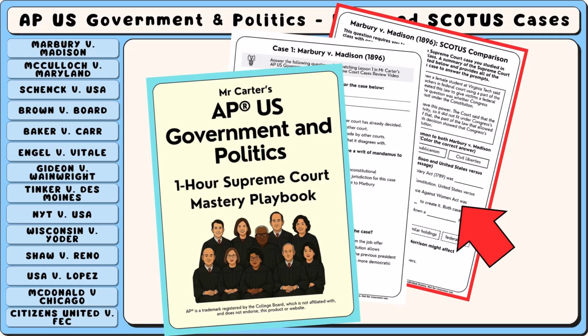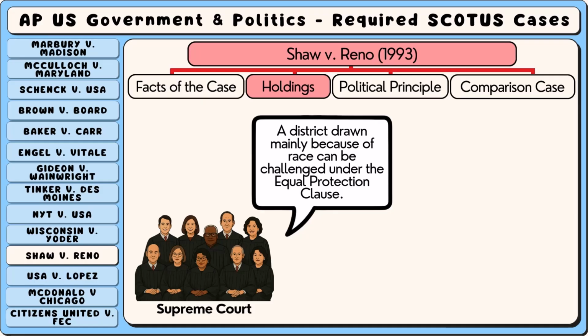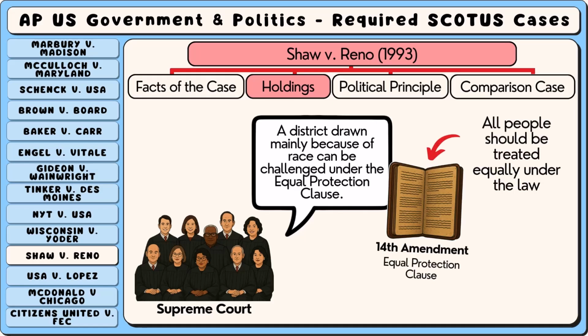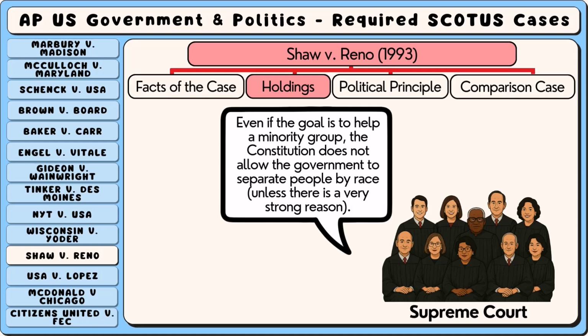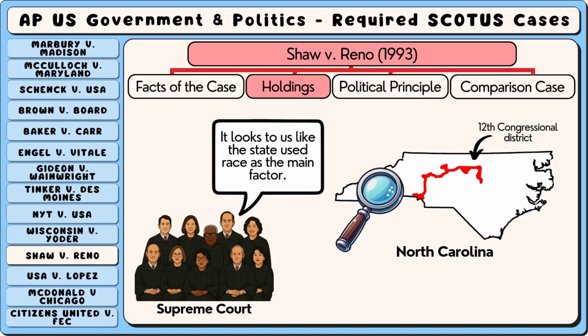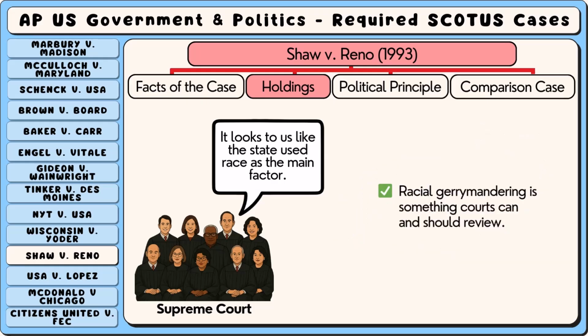Now, let's look at the court's holdings. The court ruled that a district drawn mainly because of race, especially if it is unusually shaped, can be challenged under the Equal Protection Clause, which says all people should be treated equally under the law. The court explained that even if the goal is to help a minority group, the Constitution does not allow the government to separate people by race unless there is a very strong reason. The court said that North Carolina's district shape was so bizarre that it strongly suggested the state used race as the main factor.